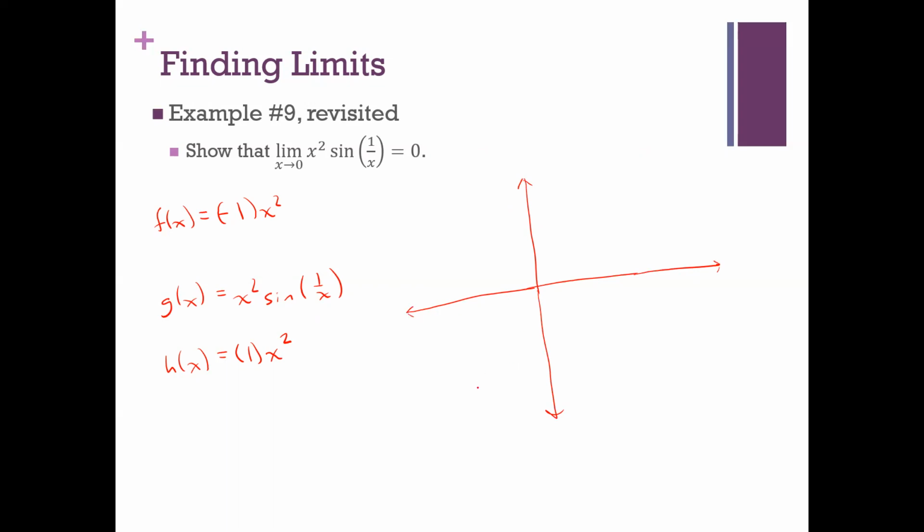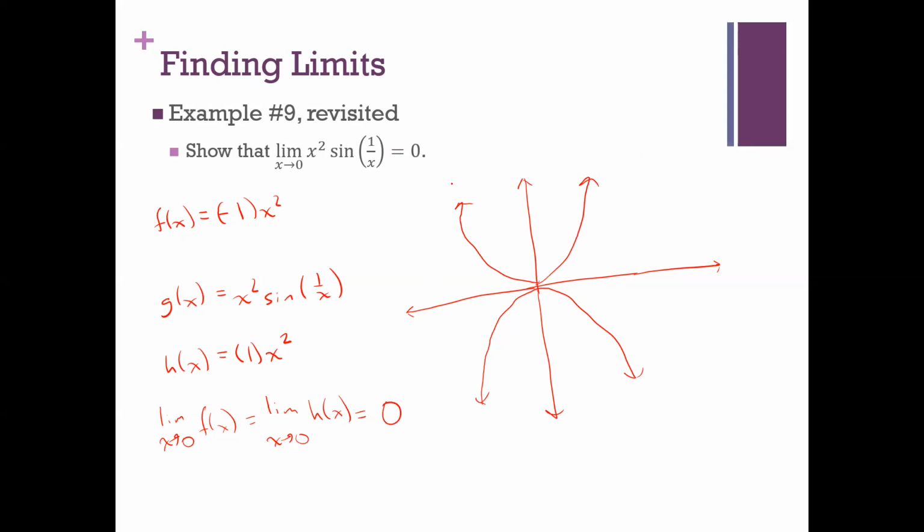So I really know a lot about those. So I'm going to go ahead and graph them. F looks like this. H looks like this. And since f and h are polynomials, what do I know about the limit as x approaches 0, of both of those functions? Those are 0, right?